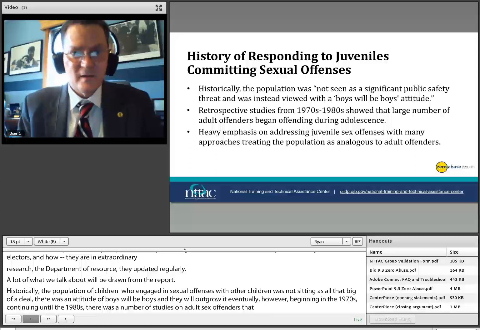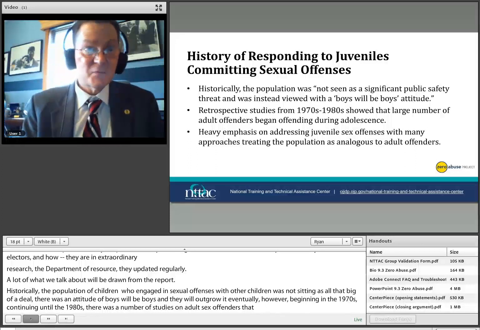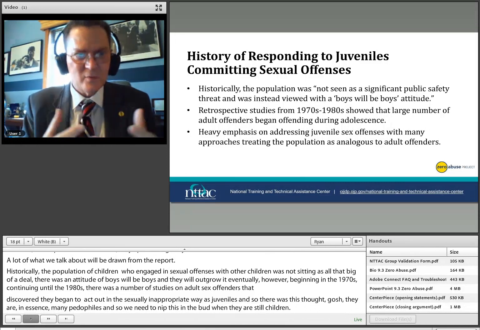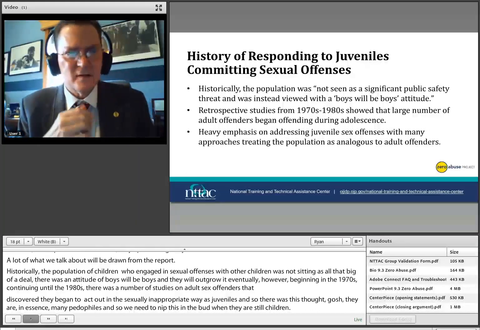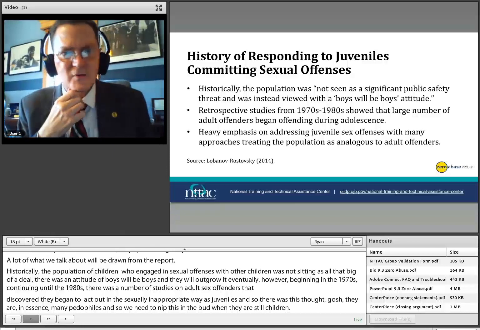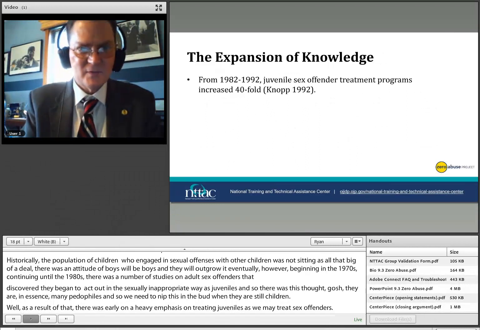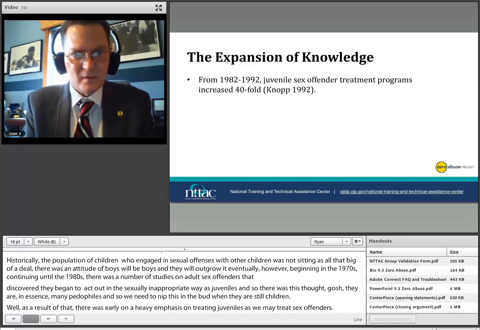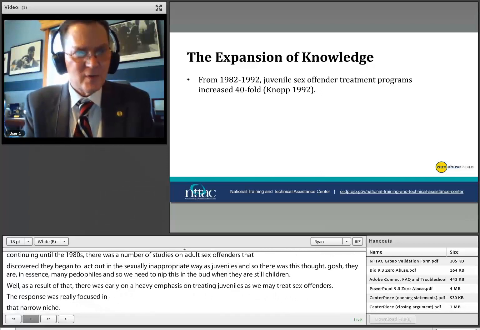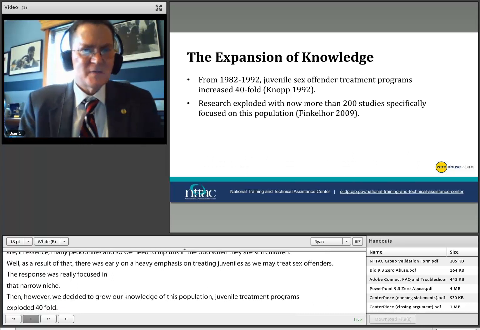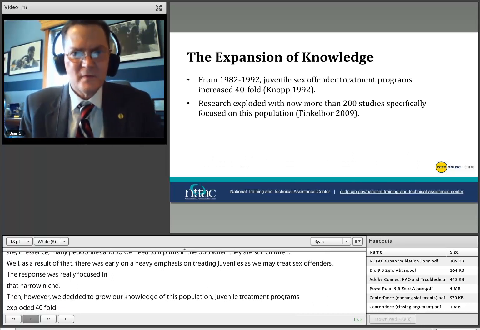As a result of that, there was early on a heavy emphasis on treating juveniles as we might treat adult sex offenders. And so the treatment modalities and the criminal justice response were really focused in that narrow niche. Then, however, we began to grow our knowledge of this population. Juvenile treatment programs exploded 40-fold between '82 and '92. I can't find a current number, but I'm sure there's a great many more now. And then the research began to explode as we worked with this population.